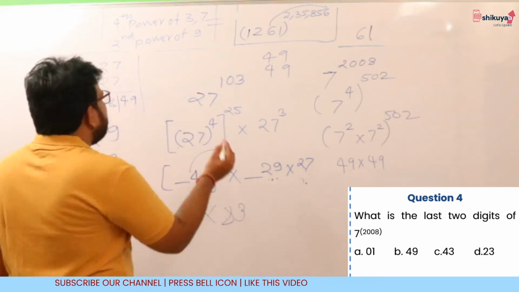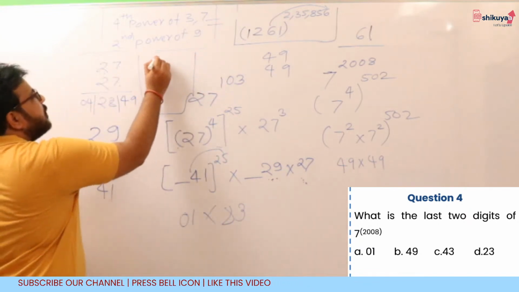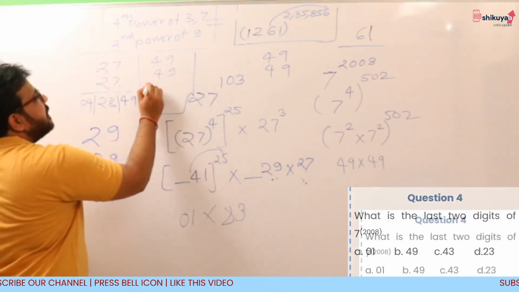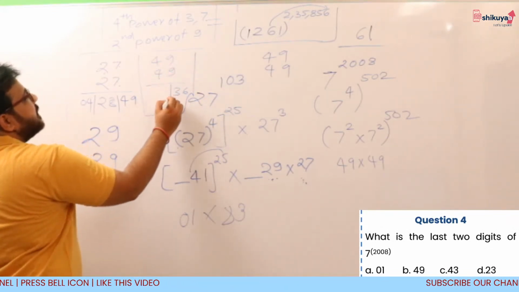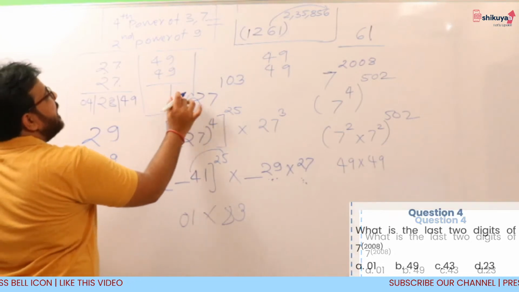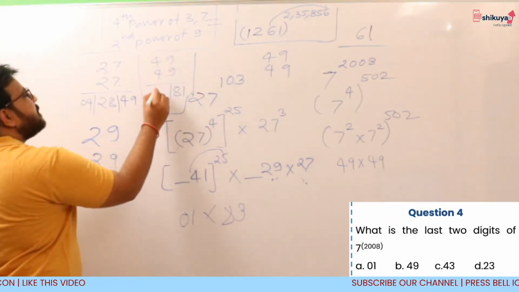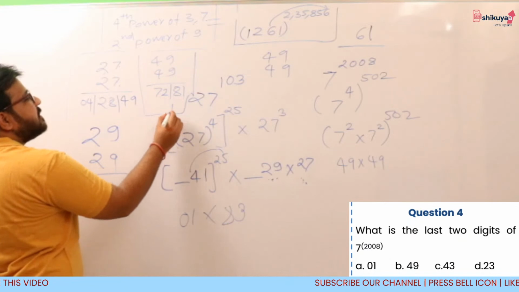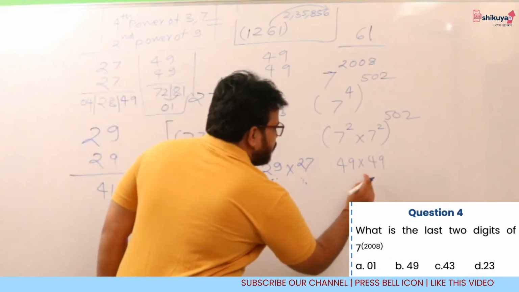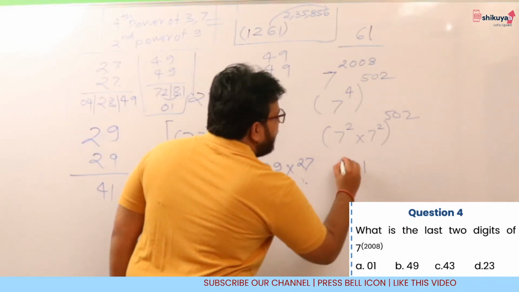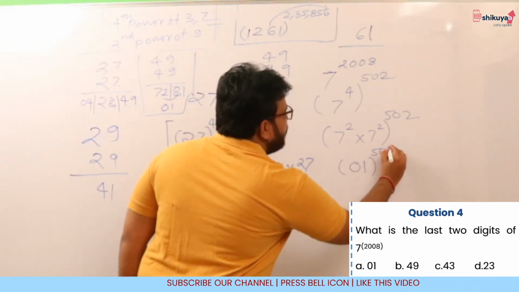Don't waste your time. Now you are very expert into this. 9 nines are 81. And 4 nines are 36, 36 plus 36, 72. So 1 as it is. 8 is carry forwarded. That gives you 0, 1. So 0, 1 raised to 502.